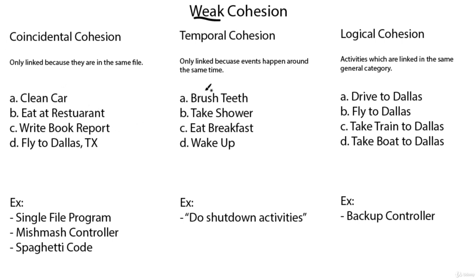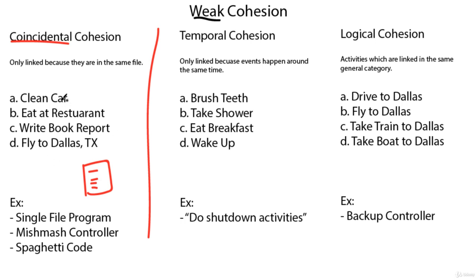So with weak cohesion, we have a couple of categories to start off with. The first one is the idea of coincidental cohesion. Coincidental cohesion means that the only reason these ideas and activities are together in this module is just because they're in the same file. They're coincidentally together. We have a file and we just put a whole bunch of different random stuff into it. So coincidentally, they have this association. They're grouped together because we say they're grouped together.